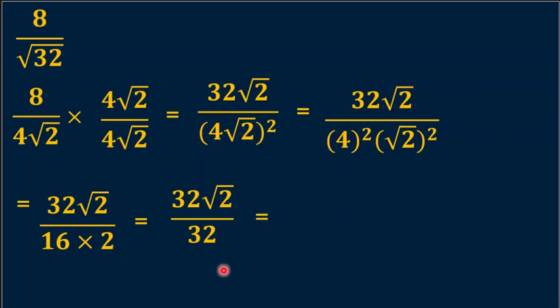You can see that the 32 will cancel out, and so we eventually get root 2 as our final answer. This is how you go about rationalizing a surd which needs to be simplified first.